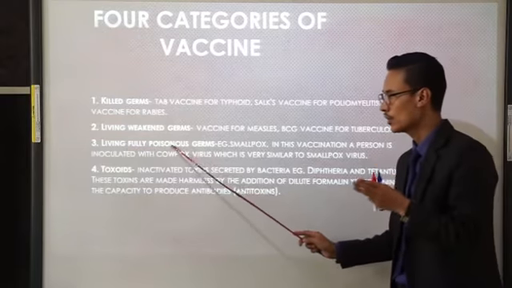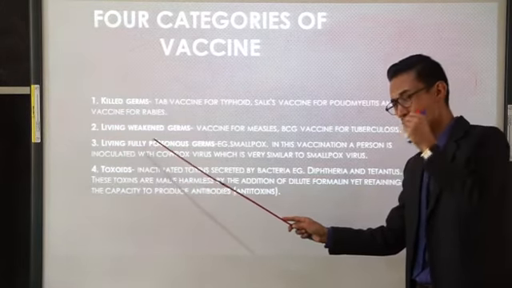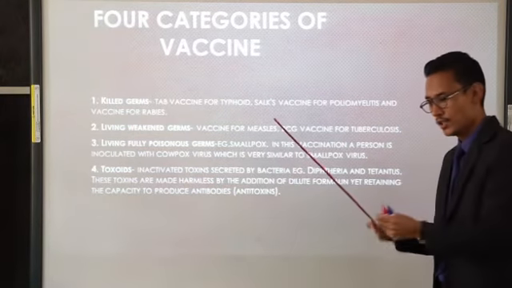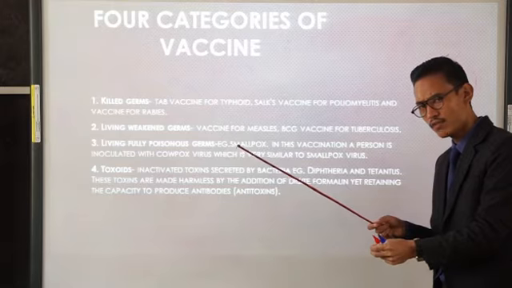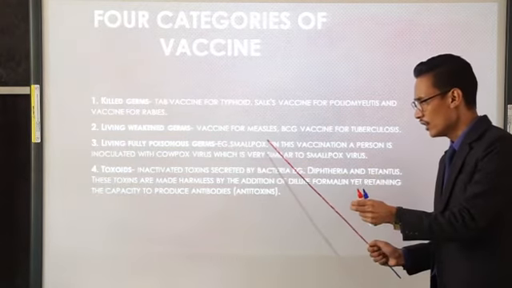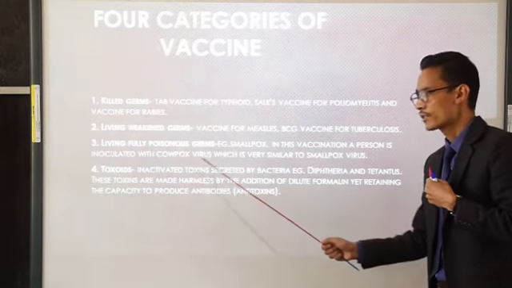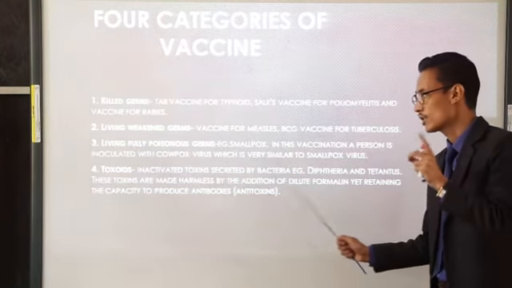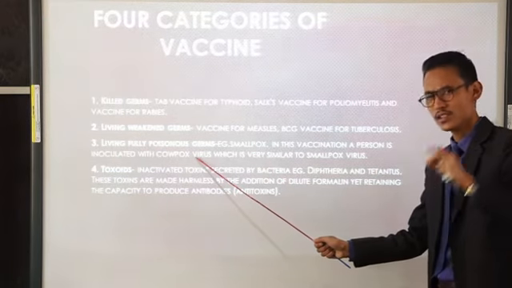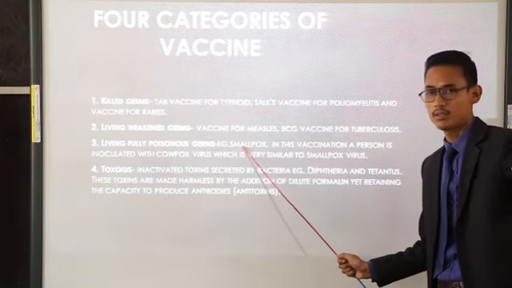Third one is living fully poisonous germs. Over here the germs will be living, and they are of full strength. Example, smallpox. The medicine that we take for smallpox is a living, fully poisonous germ. But during vaccination, we will be administered a cowpox virus, which is similar to the virus that causes smallpox. This cowpox virus mainly causes a disease in cows, but it belongs to the same family that causes the disease called smallpox.